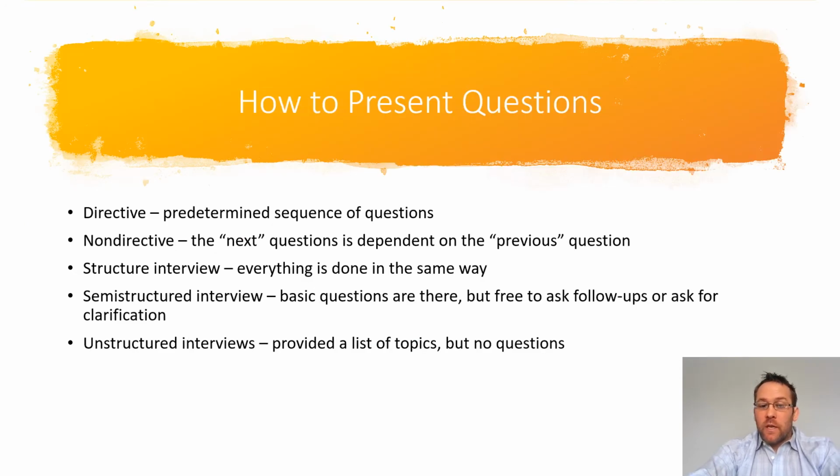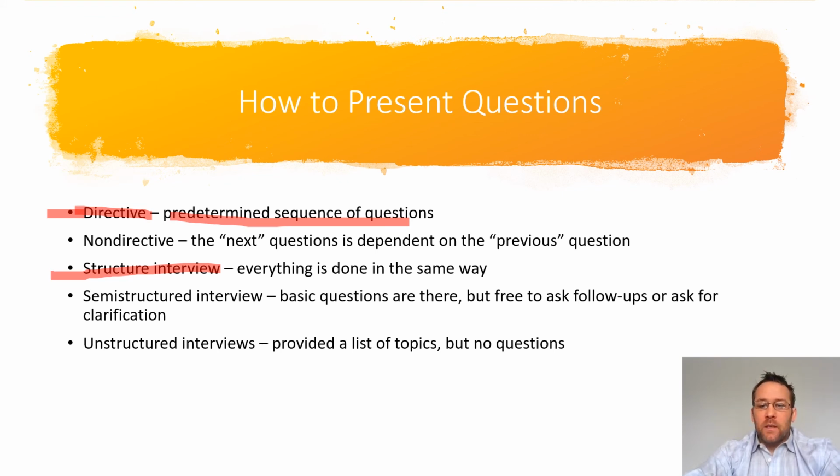There are a couple of different ways you can present questions. This will definitely be on the exam. All right. Directive is a predetermined sequence of questions. They're very direct. This is a very common way. So if I'm going to interview you, in qualitative methods, I have a set of 10 questions. With you and the 50 other participants, I'm just reading off the exact same questions in that order. There's no deviation from the script. That's what's important here, right? This is the same as a structured interview. It's predetermined. I follow a script, end of story.